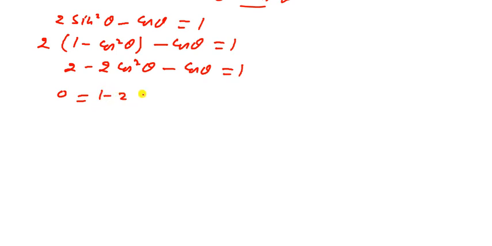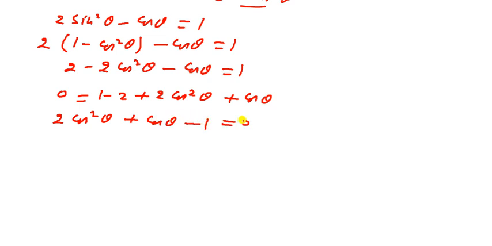Now transfer to the right hand side. So it is 1 minus 2 plus 2 cos square theta and plus cos theta. Now put it in the correct order. So it is 2 cos square theta plus cos theta minus 1 equal to 0.